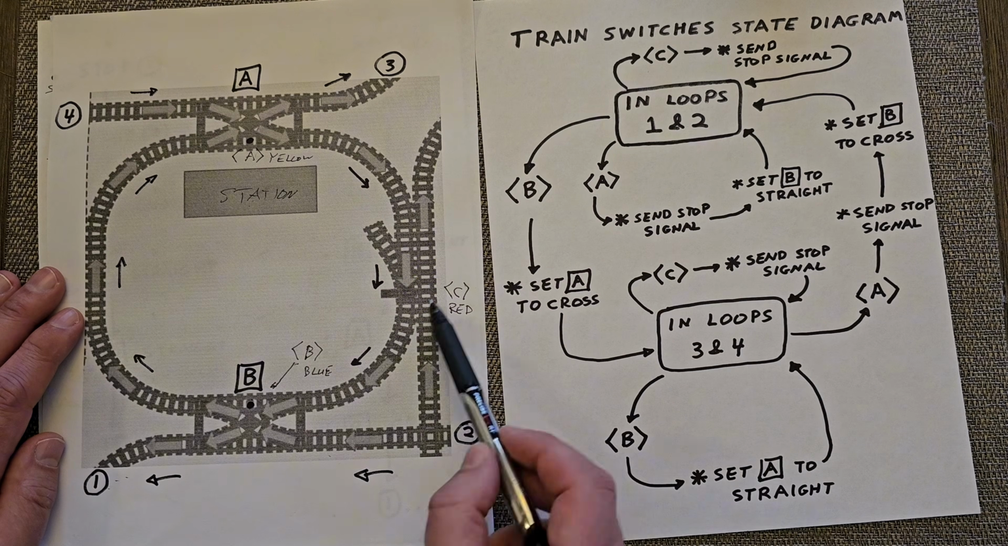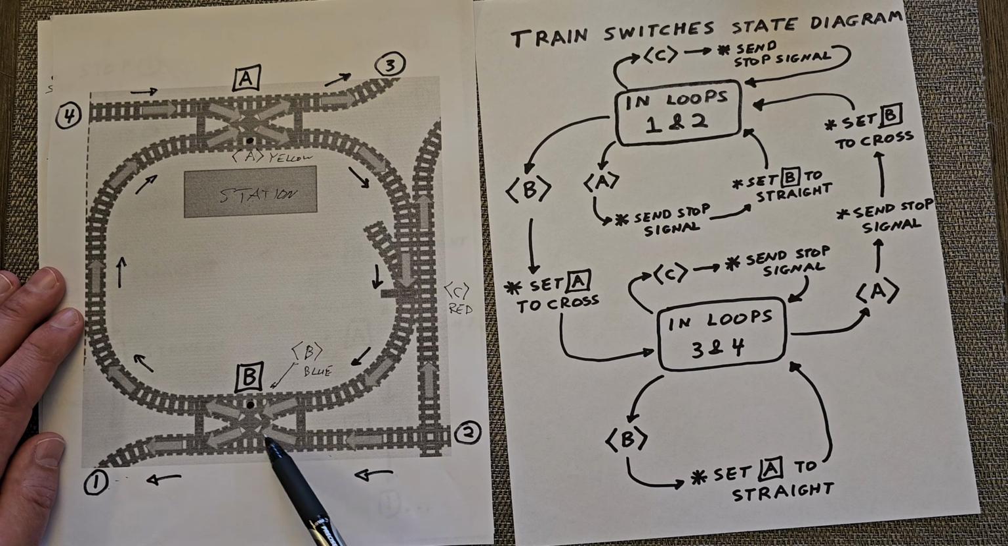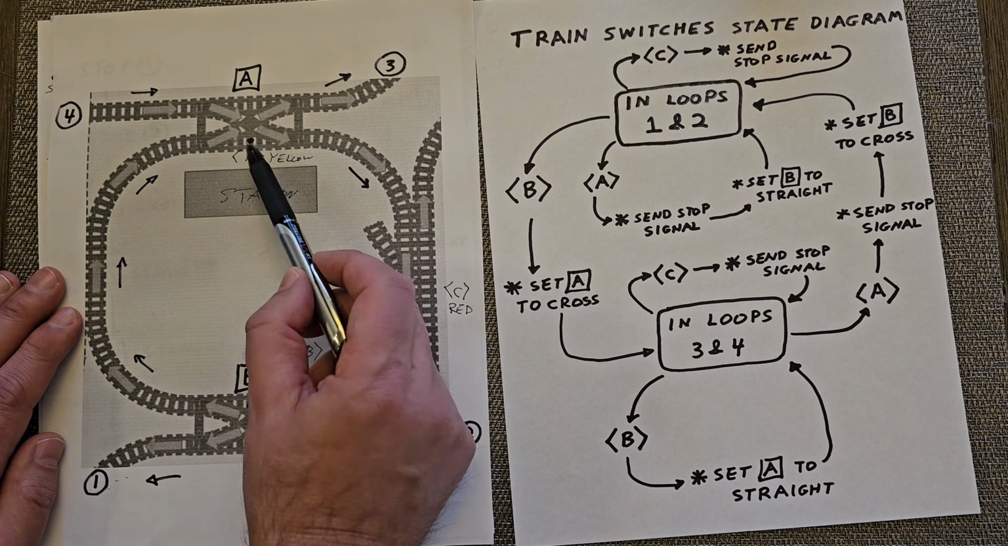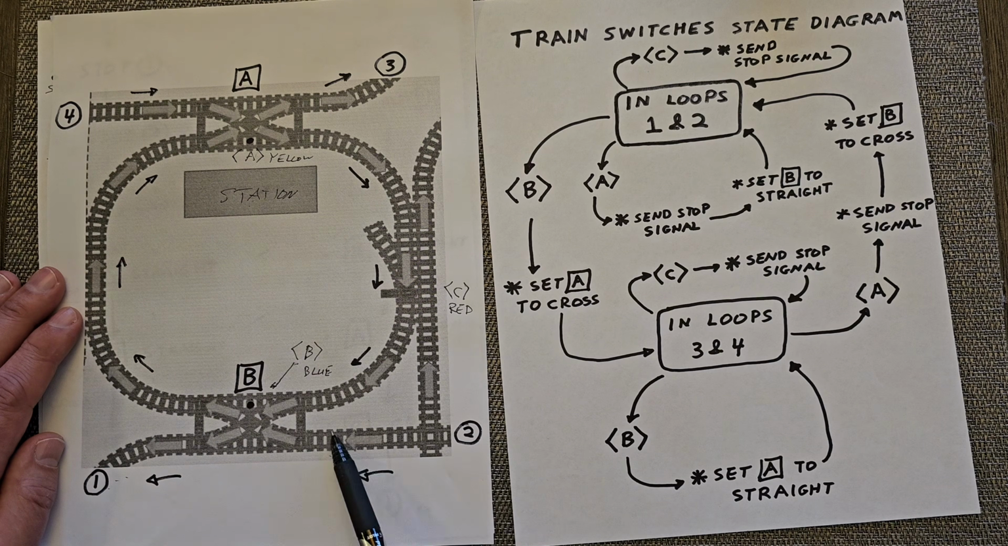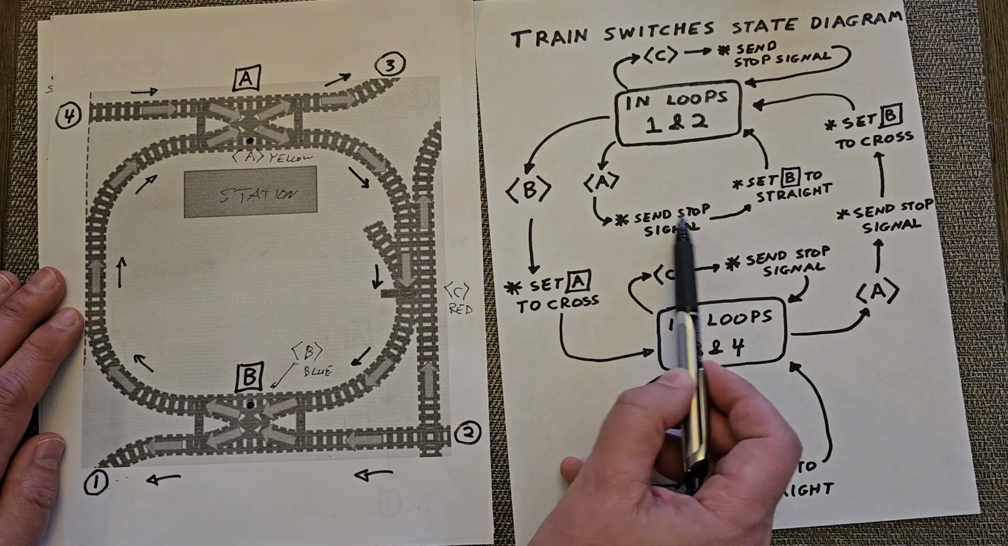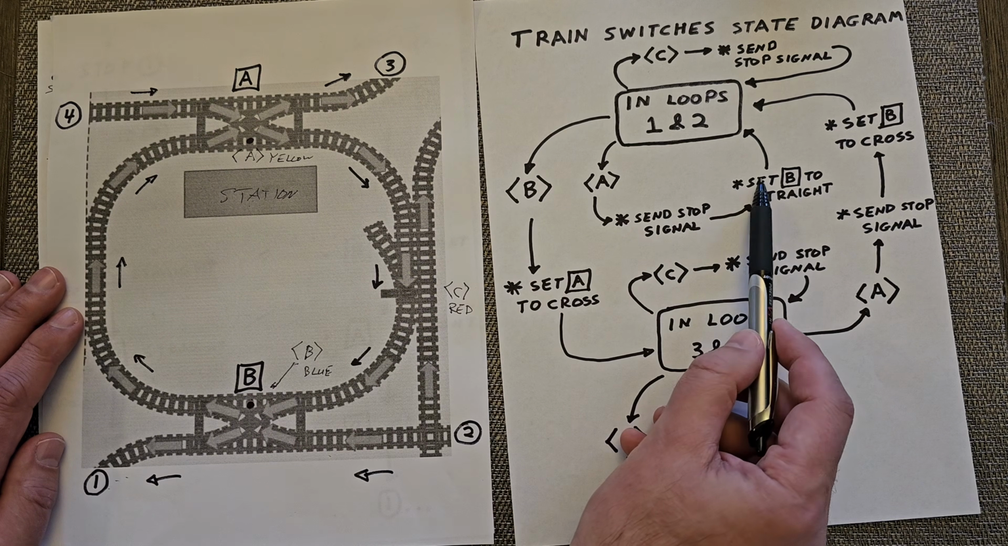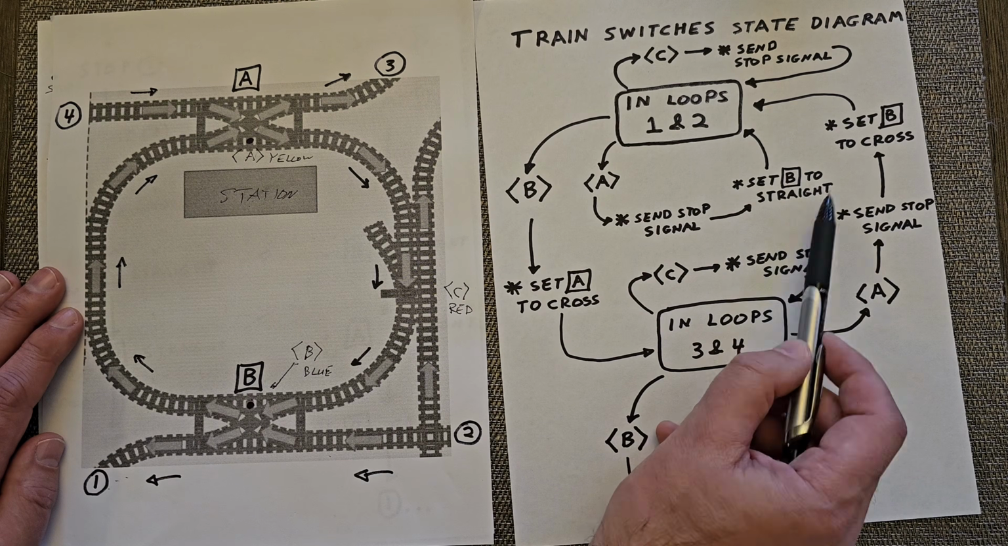So you've been in those 2 loops, then you're coming into the center loop. You don't pass a tile here, so the first tile you sense is going to be A when you're coming from loops 1 and 2. Then you will send a stop signal, so the train will stop here at the station. Then you will set the B switch to straight.